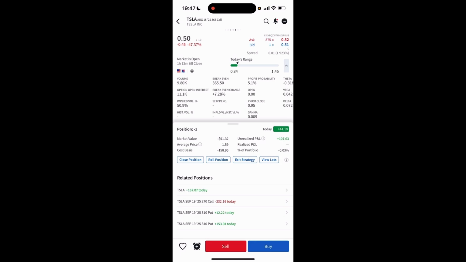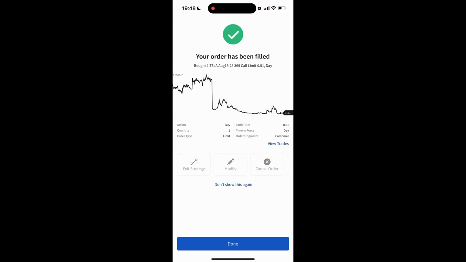So let's close this trade out. We got filled at a debit of $51. So it's just over $110 that was made on the trade, which is absolutely fantastic. And again, this is how we trade these positions.